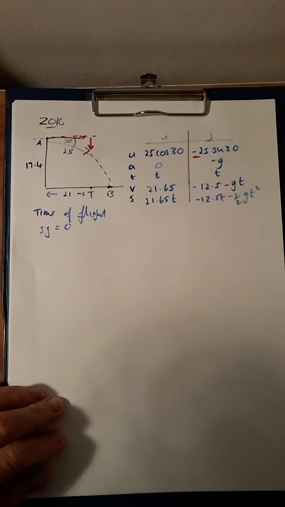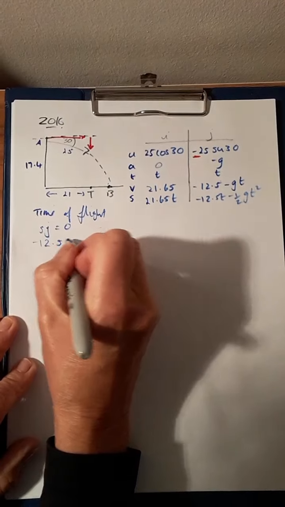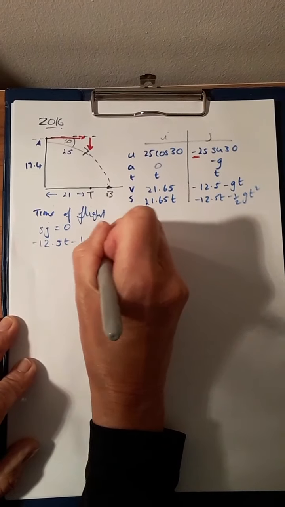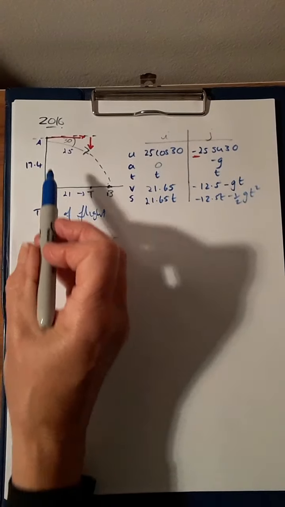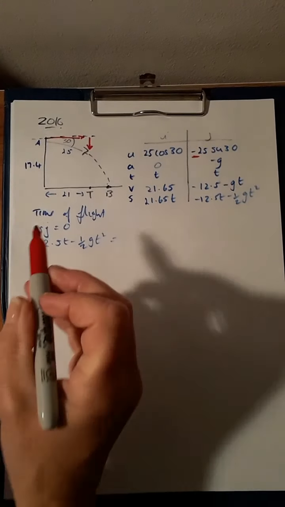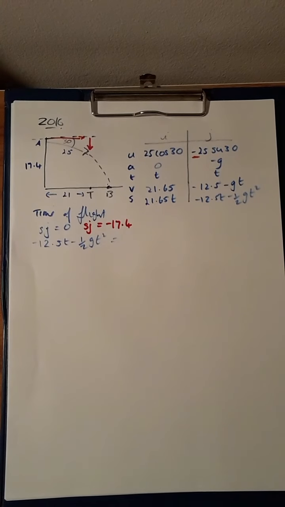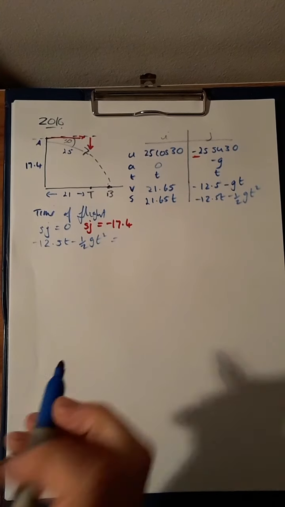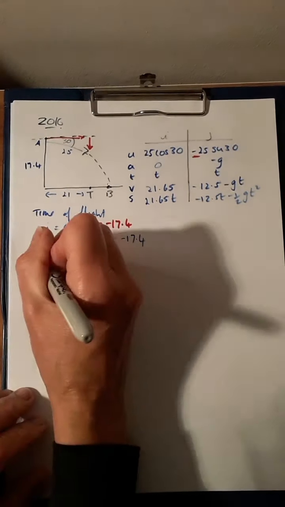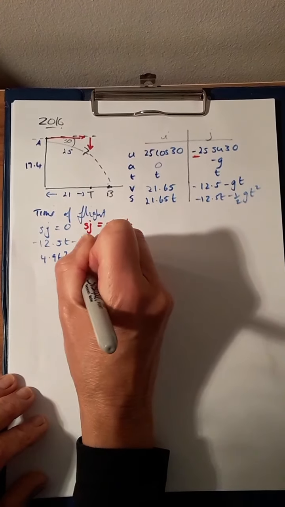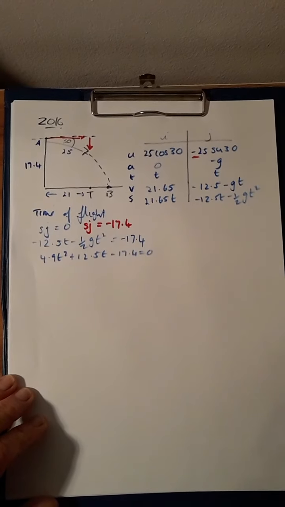Okay, so we want the sj equal to 0, so let's do that. So this is minus 12.5 t minus a half gt squared equals. Now in this case it's not equal to 0 because it's not landing on the same level. So what I should have said here was I'm going to put where the sj is equal to minus 17.4 in this case, because it's falling down below the level of projection. That's minus 17.4 in there. So look, now you have a nice quadratic, and it becomes 4.9 t squared plus 12.5 t minus 17.4 when I sort it all out equal to 0.